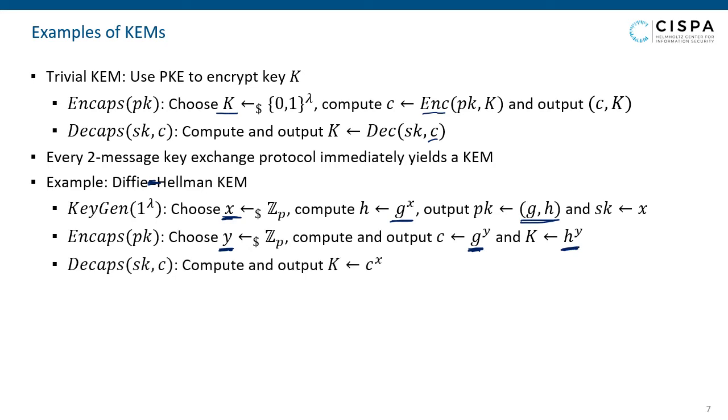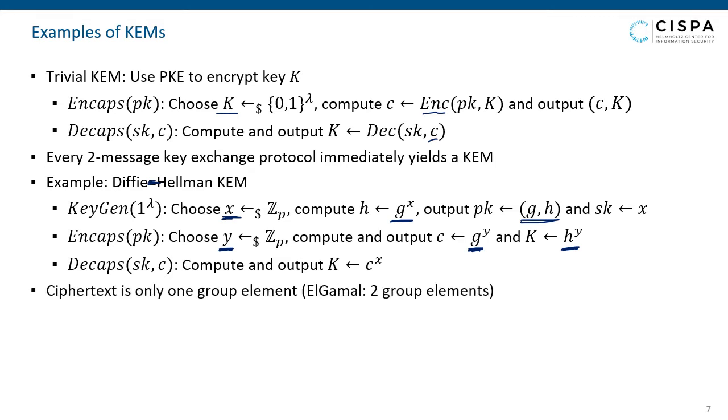To decapsulate a ciphertext c given a secret key, which is just x, we compute the key k by just c to the x. Now for this key encapsulation mechanism, the ciphertext is only one group element, whereas for El Gamal, recall, our ciphertext consisted of two group elements.